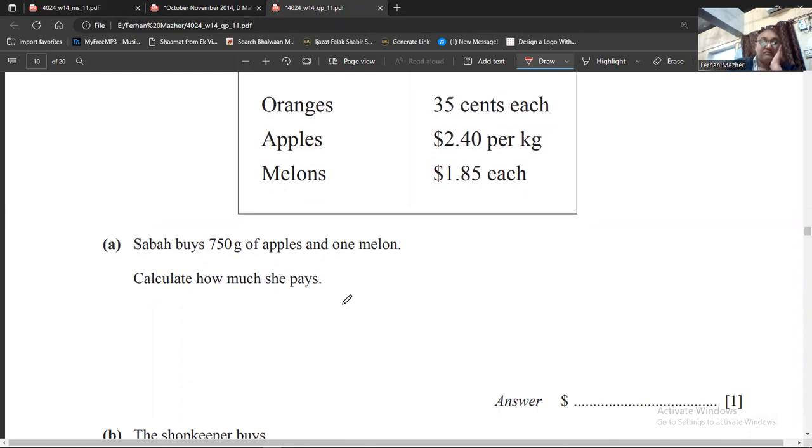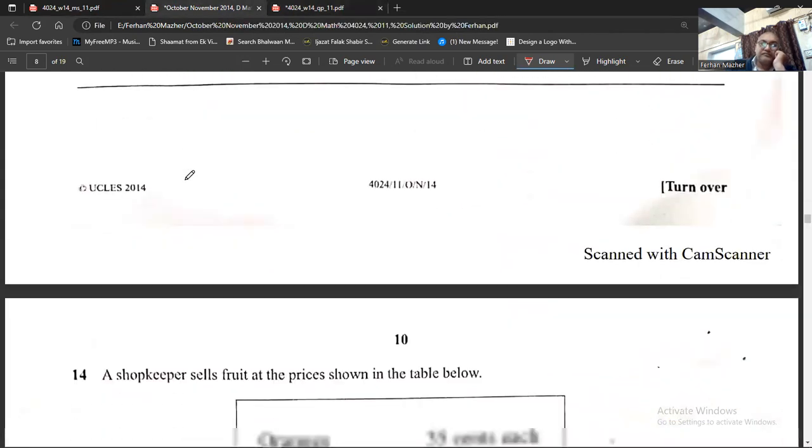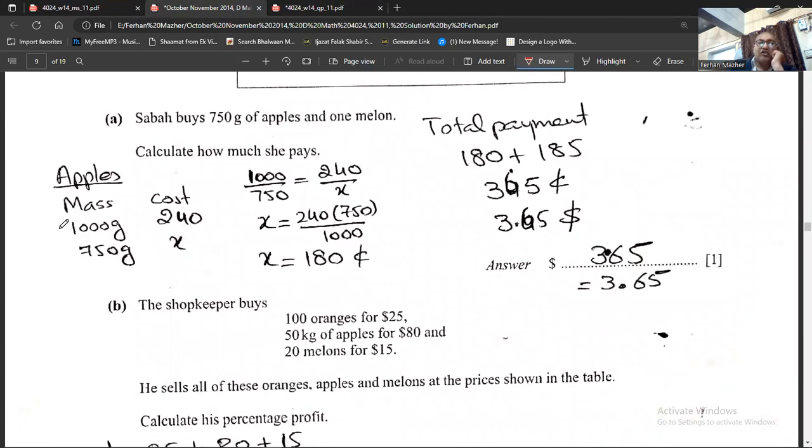So 750 grams of apples. This is $2.40 for 1 kg, and 1 kg means 1000 grams. So I'm going to use the method of proportion. Mass and cost: 1000 grams cost you 240 cents, so 750 grams will cost how much? It will be 1000 by 750 equals 240 by x. So x will be equal to 240 into 750 divided by 1000, and it will be 180 cents.